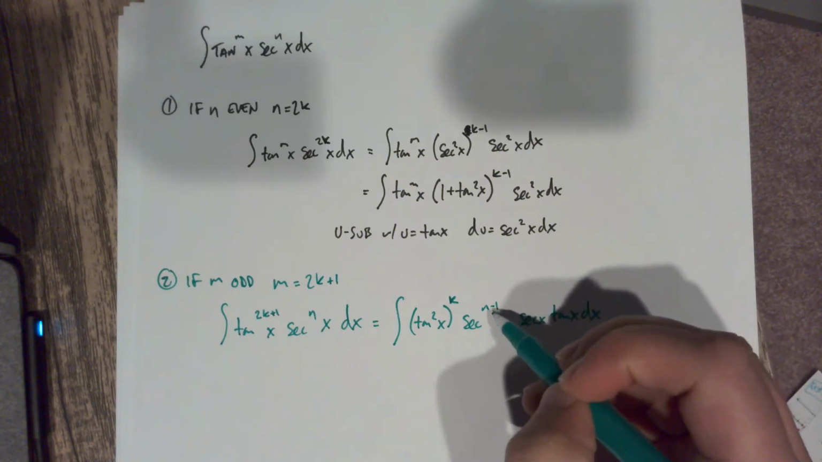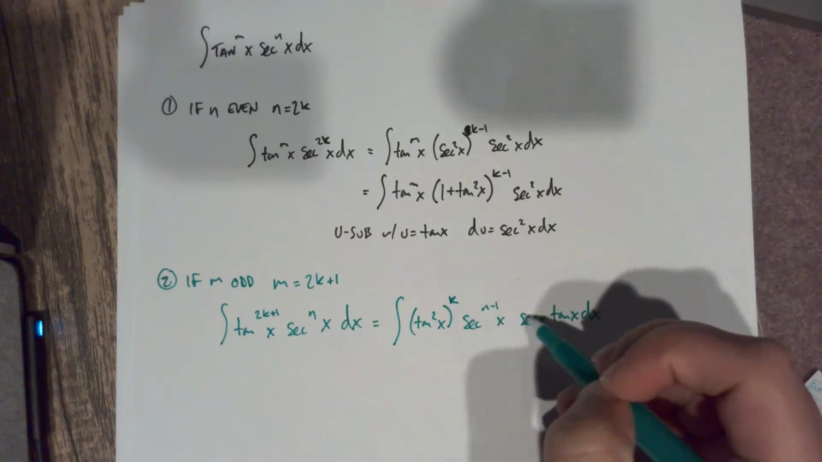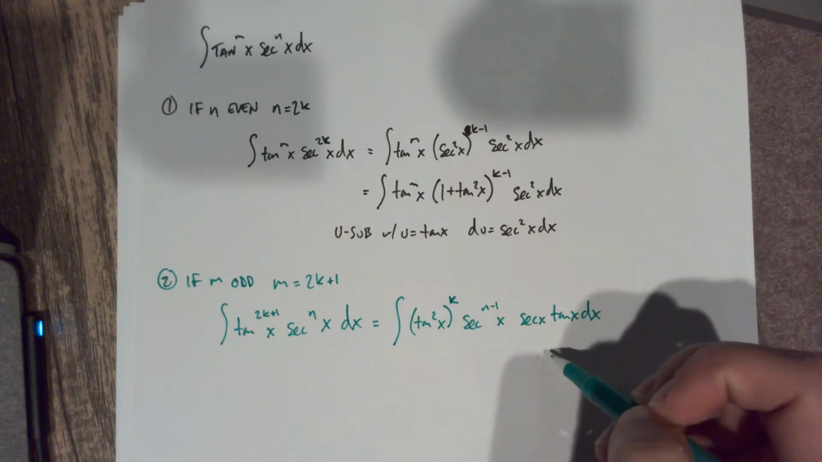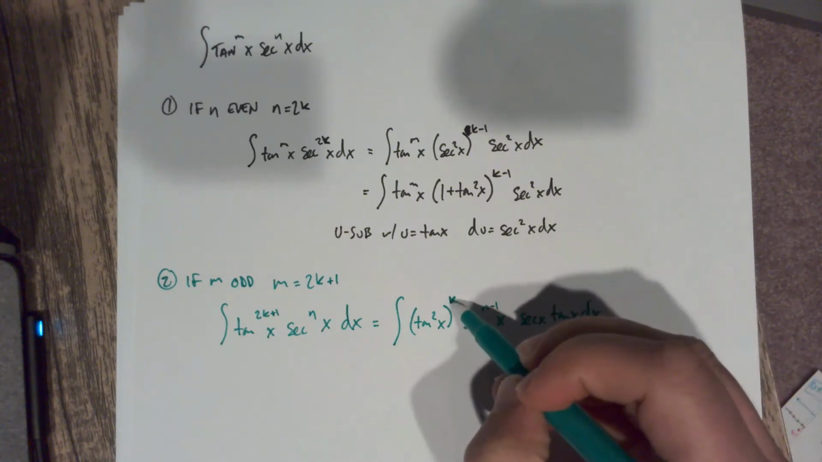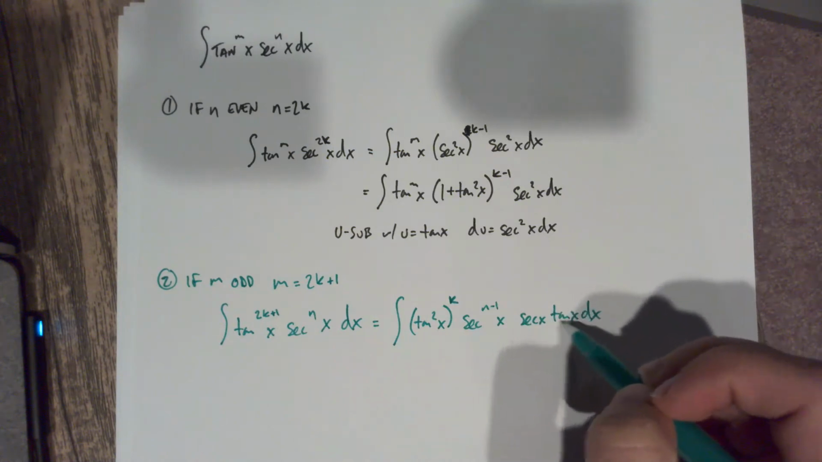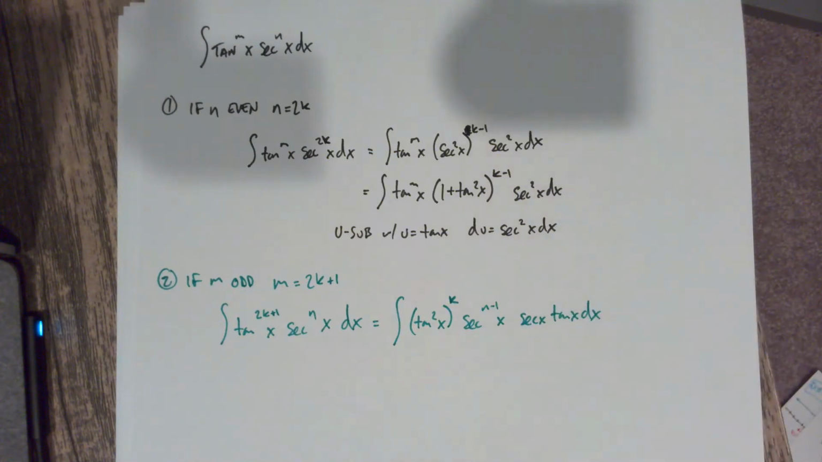So that means if I subtract 1 here, I can multiply by a secant and not change the value. And then I'm pulling off one of my tangents from the k plus 1. It's now over there with the secant so that it can be my du value.